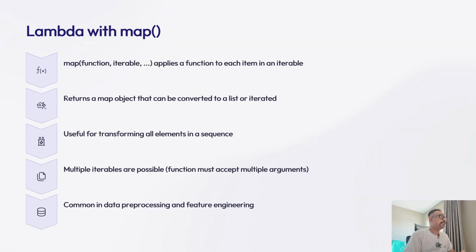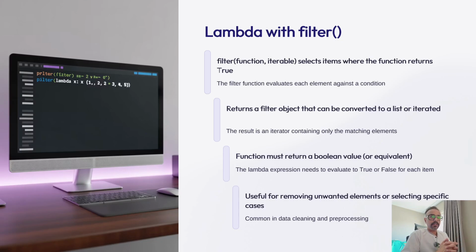Now let's deep dive into lambda with filter. That is again another inbuilt function. The filter function selects items from an iterable where the function returns true. The same way map was selecting the items from the iterable that we were providing, filter is going to do that, but it is going to return the boolean values, that is true or false. And when you combine lambda functions with filter, it provides a concise way to extract elements that meet specific criteria.